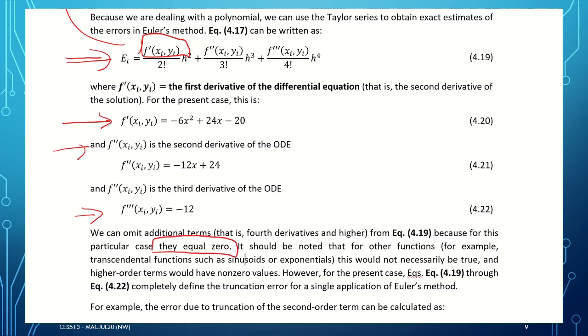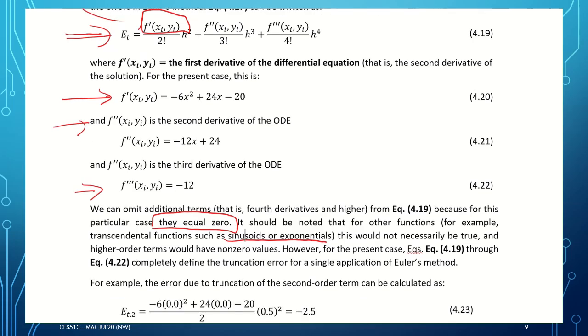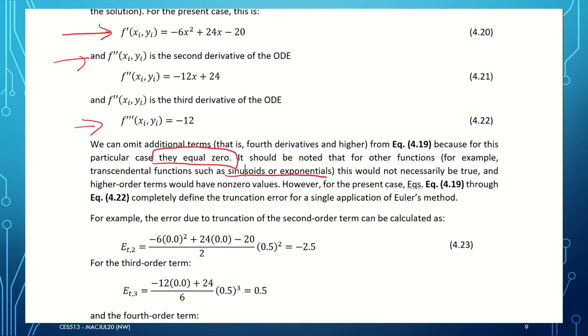That's why we are not considering them. But it should be noted that for other functions, for example sinusoids or exponential functions, this would not be true. So we need to consider only this case, which is the polynomial function. They can be left out of the equations because they are equal to 0.